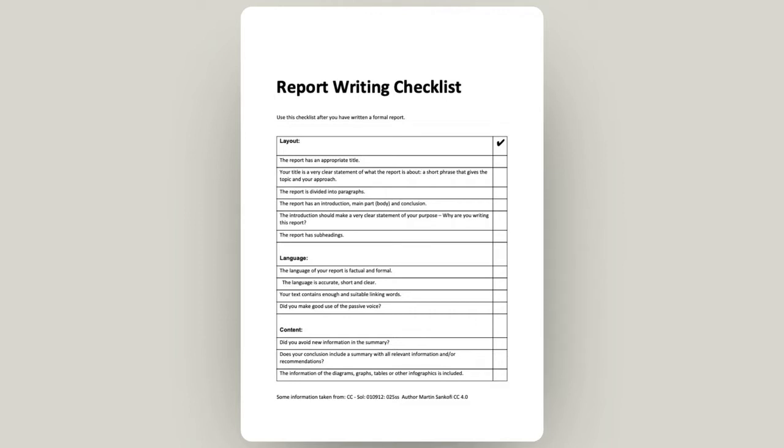The language is factual and formal, it is accurate, very important, it is short and clear. I don't need very complex and complicated language. I don't need German language and 5-line sentences in English. This needs to be clear. You can use short and simple English, but get your point across. Make sure your reader understands what it is you are talking about.